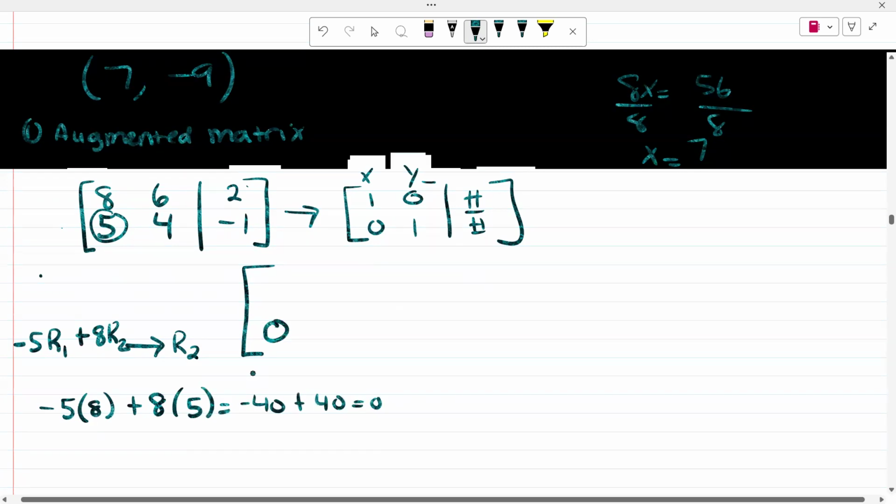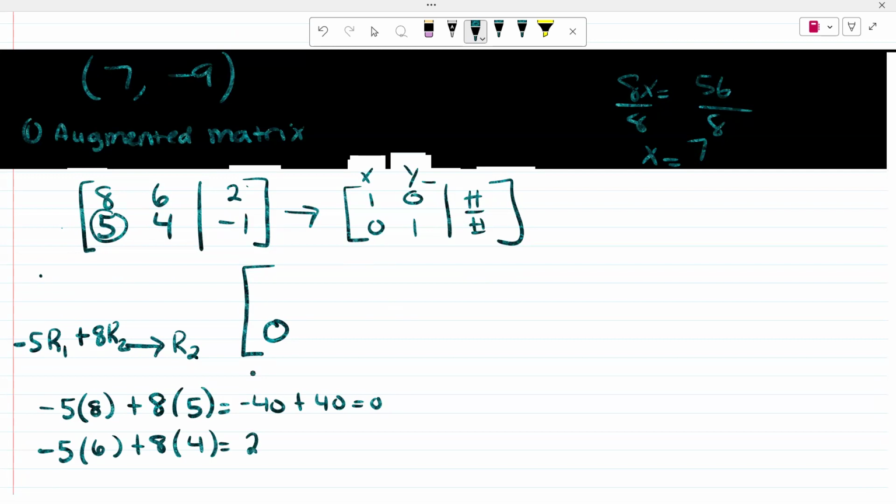Okay, now continue the process, because remember, we're going by entire rows. So the next number would be negative 5. And what is the second number in row 1? Not column 1, but row 1. 6, plus 8. And then what's the second number in row 2? 4. So that would be 2, right? Negative 5 times 6 is negative 30, plus 8 times 4 is 32. Add them up, that gives you 2.